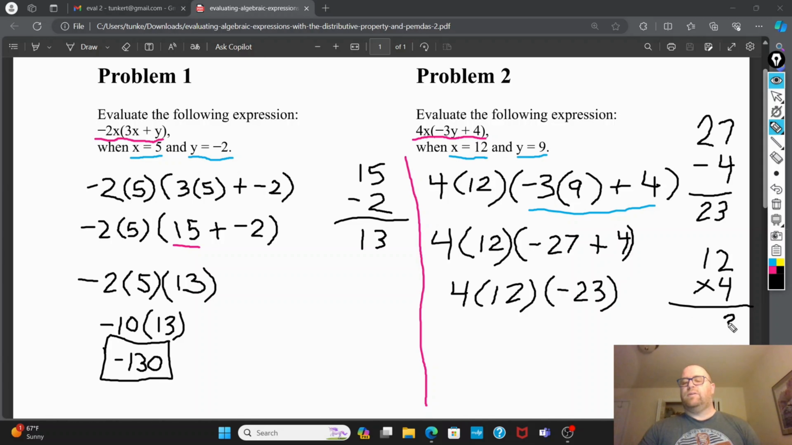So 4 times 2 is 8. 4 times 1 is 4. So we got 48. Now we'll multiply by negative 23. And when we do that, we have a positive times a negative. So essentially what we're getting is 48 here now times negative 23. Okay, so let's do that.